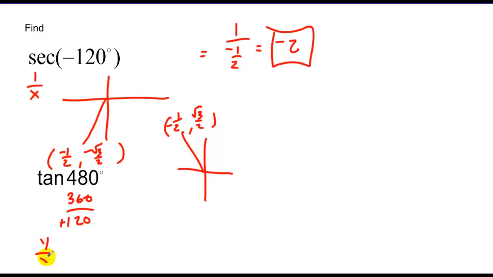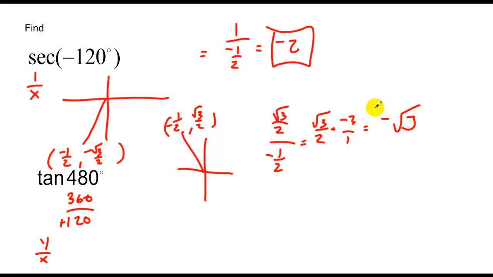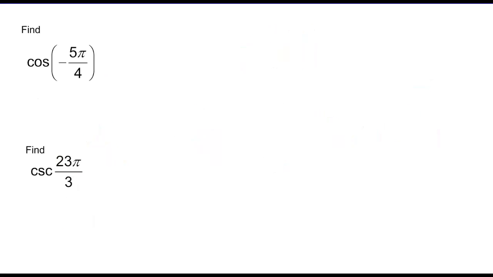Tangent is y over x. So I take my y value of root 3 over 2, put it over my x value of negative a half, multiply by the reciprocal, that's root 3 over 2 times negative 2 over 1, puts me at negative root 3, and that is my tangent of 480 degrees. So we've mostly dealt with degree measures in this case. Let's move to some radian values.